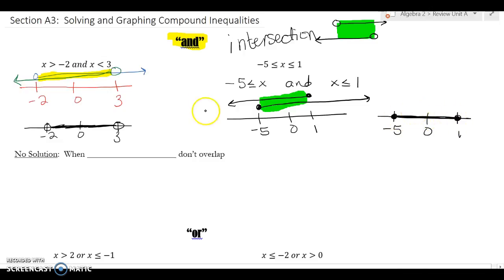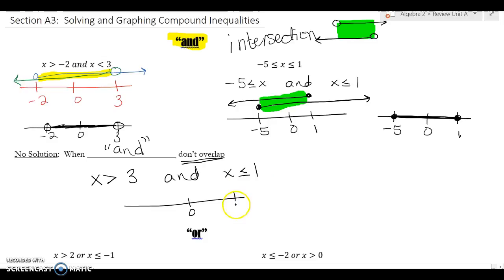Now, if the two overlaps, and problems do not overlap, then it's a no solution. So this is when "and" does not overlap. An example would be x is greater than 3 and x is less than or equal to 1. If I were to graph this, at 3, it's an open circle going to the right. At 1, it's a closed circle going to the left. There's nowhere that I can graph both of these on top of each other. And since they don't overlap, it's a no solution. So that's an example of what a no solution looks like.